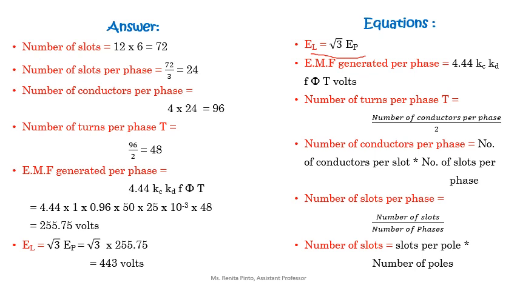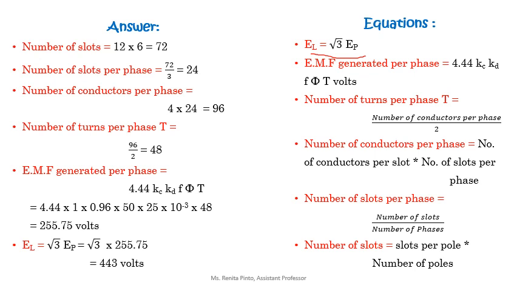So in order to find out the line EMF, you need to find out the phase voltage. Phase voltage is given by 4.44 kc kd f phi T volts. But if you go back to your question, you can see number of turns is not given. That means in order to substitute in EMF generated per phase, you will have to first find out number of turns per phase T. T is given by number of conductors per phase by 2. But again, in your problem, number of conductors per phase is not given. That means number of conductors per phase needs to be found out first.